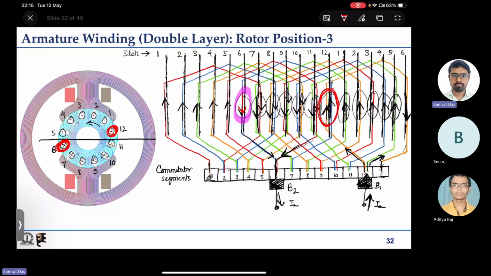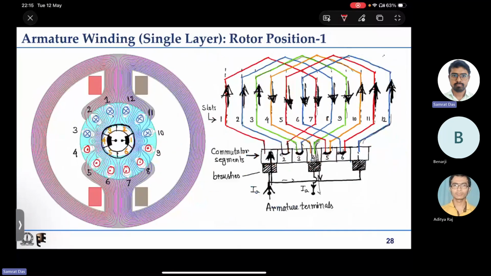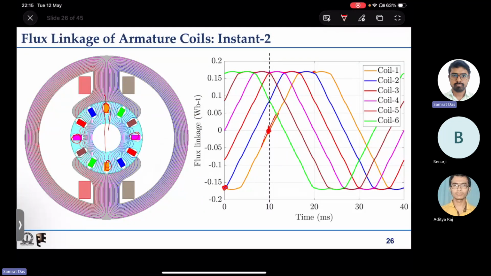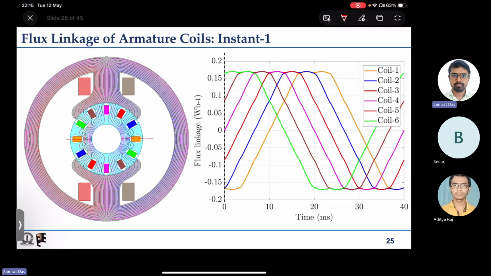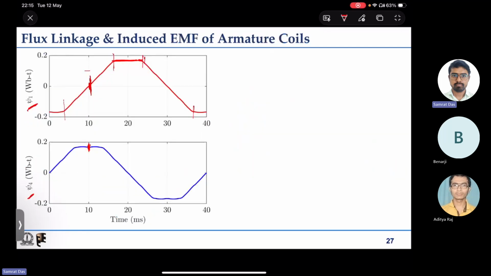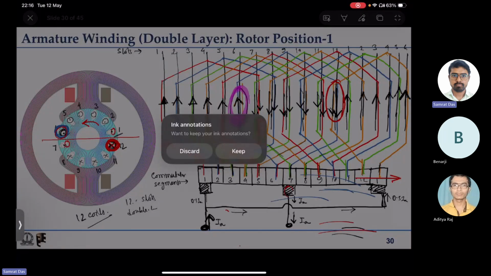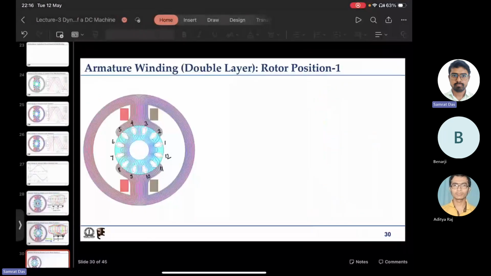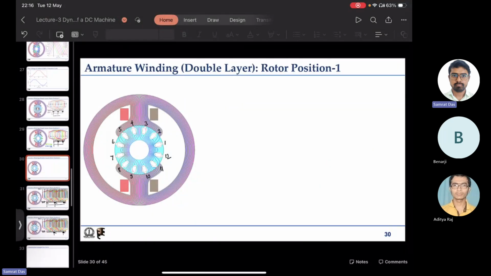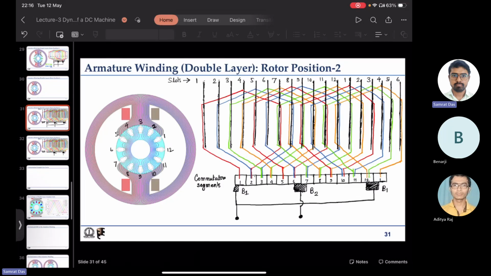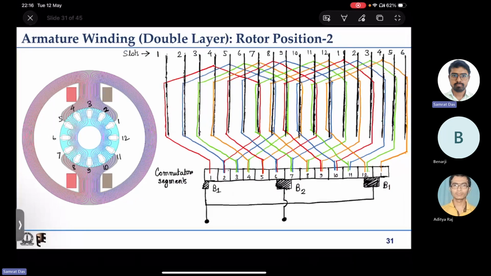Now let us go and see the net induced EMF. Which one should we discuss? So for this case, I will be erasing a few, discarding the unnecessary stuff. I'll be coming back to here.